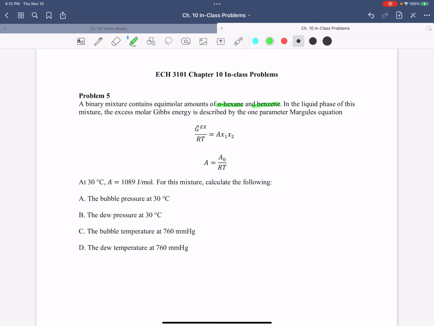And in the liquid phase, we're going to describe the non-ideal interactions by using the one-parameter Margules equation, where the A sub naught value, I'm going to make a little correction here, the A sub naught value is going to be equal to 1089 joules per mole. For this mixture, we want to calculate the following properties: the bubble point pressure and the dew point pressure at 30 degrees Celsius, and then we want to calculate the bubble temperature and the dew temperature at the corresponding pressure of 760 millimeters of mercury.